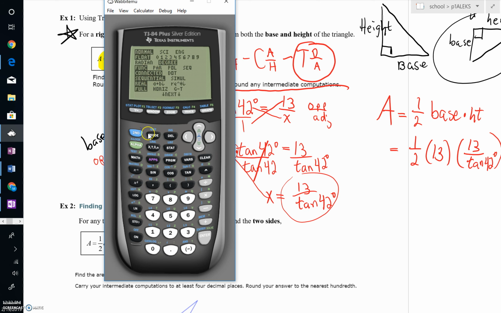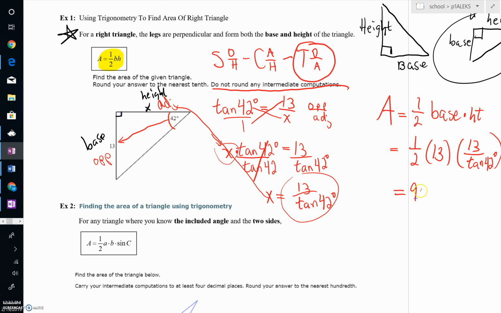Notice I'm checking that I am on degrees. That's always important. I'm just going to type out 1/2. And by the way, you are more than welcome to use your fraction button right here. 1/2 times the 13 times, and you can get another fraction up here. Say it's 13 over the tangent of 42. By the way, Alex has this built in anyway. You can just use the calculator on the Alex screen. Looks like we'll get 93.8, and that is what we're going to type in for our area.